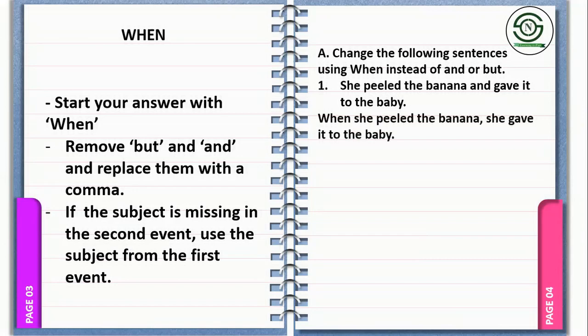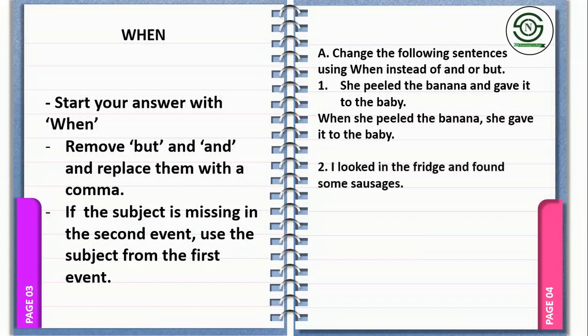So when she peeled the banana, she gave it to the baby. You can see in second sentence, second event, subject is missing. So who gave it to the baby? भन्दा हामीले पहिलो घटना हेरेपछि it is she. So when she peeled the banana, she gave it to the baby.